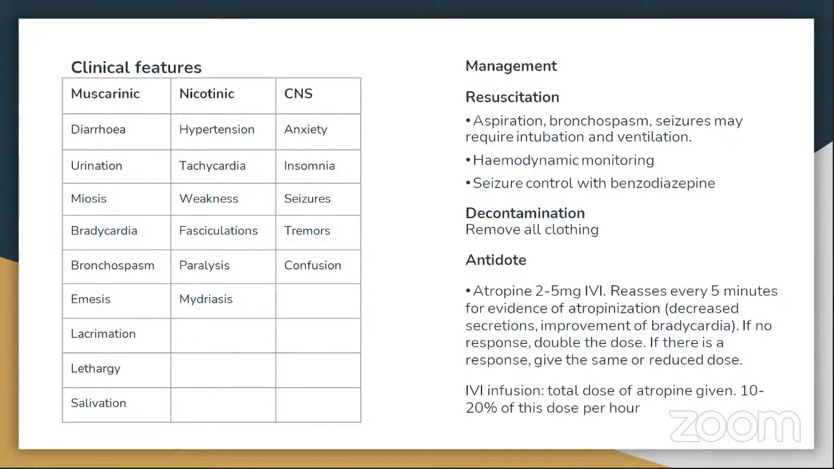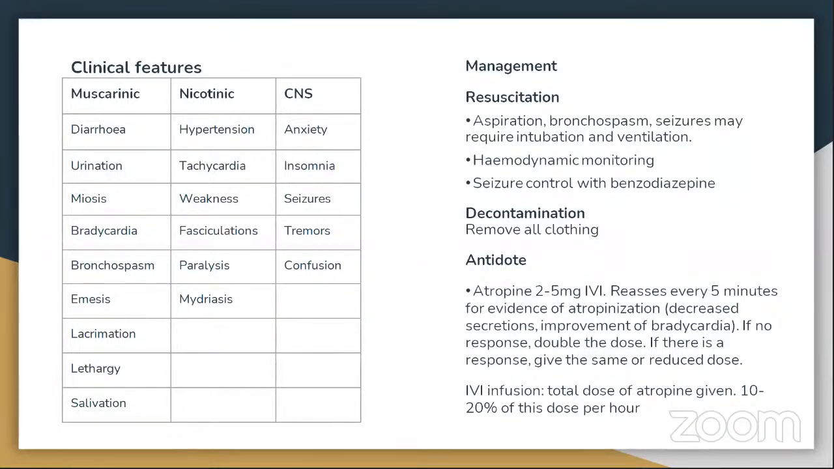So the management of an organophosphate cholinergic toxidrome: resuscitation. Aspiration or bronchospasm may require intubation and ventilation. These patients also need hemodynamic monitoring. Seizure control with benzodiazepines is also indicated. For decontamination, their clothes all have to be removed and placed in a plastic bag, and healthcare workers need to keep themselves safe, making sure they have gloves and masks on when they go in to these patients.